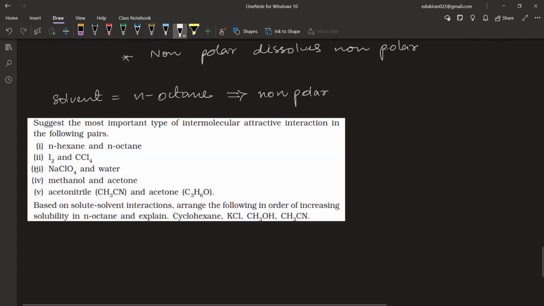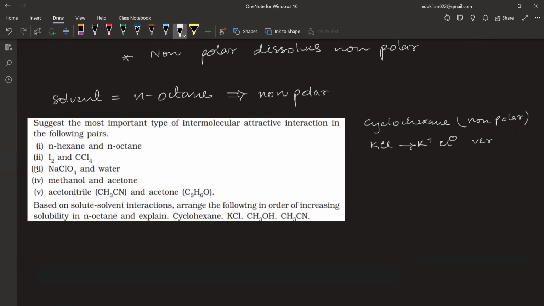Okay, so what do we have? We have here cyclohexane, and we will also write here, it is going to be non-polar, right? Then we have KCl. Now we know KCl will dissociate into K plus and Cl negative. So we'll write very polar. The extreme case of polarity. We have a complete positive and complete negative, very polar.